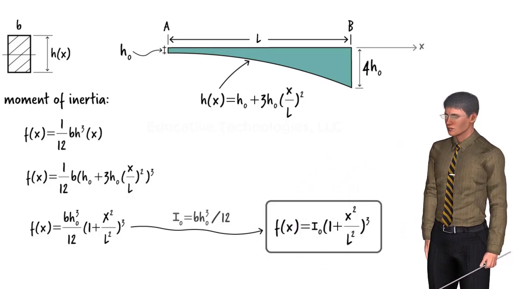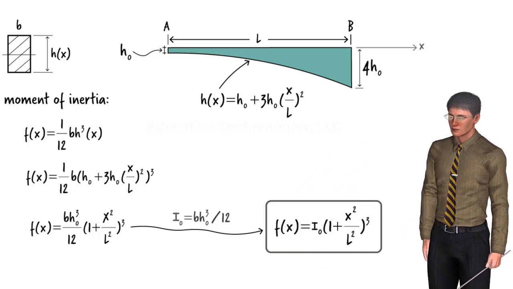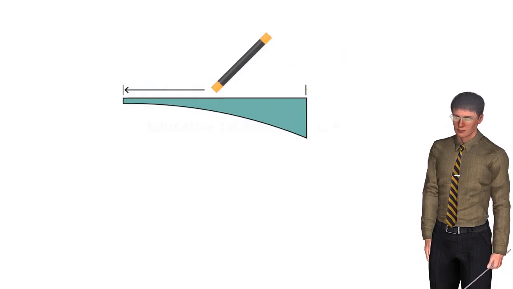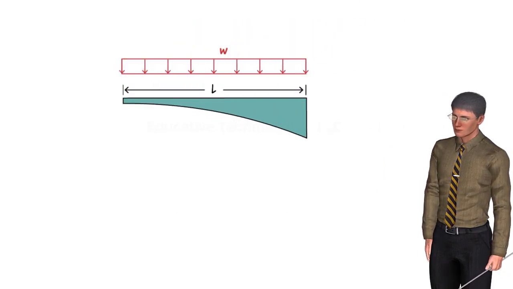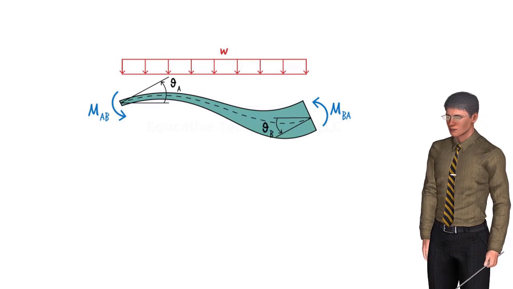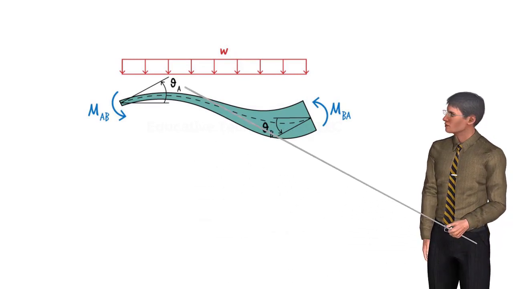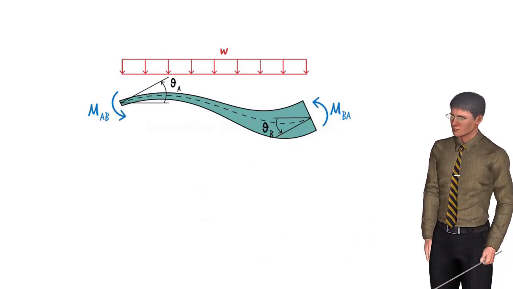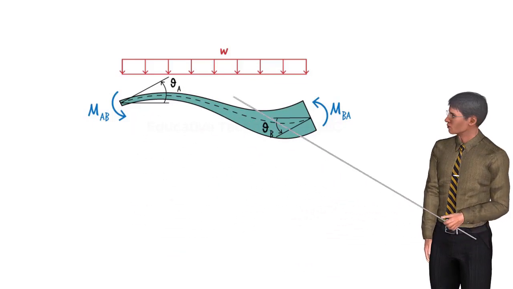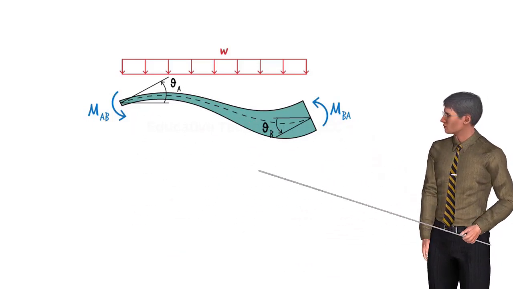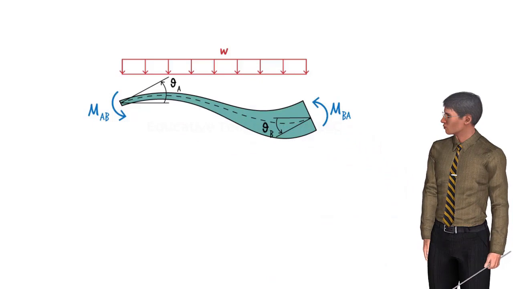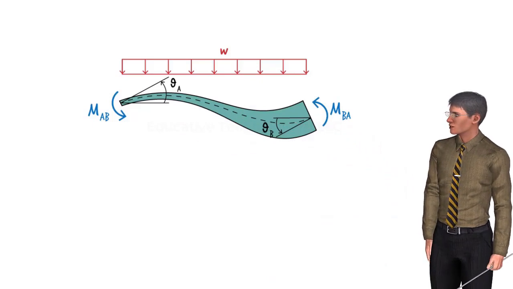Having represented the beam's moment of inertia as a function of x, we are now ready to proceed with the revised slope-deflection formulation. Let's label the end rotations of the beam as theta A and theta B, and refer to the end moments as MAB and MBA. They are drawn in a positive direction. Herein, we assume counterclockwise direction is positive.